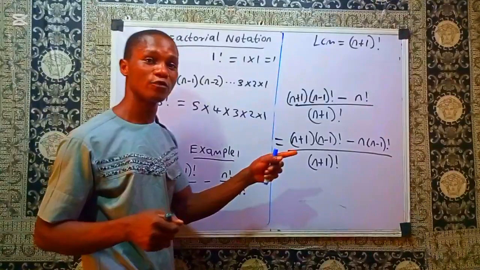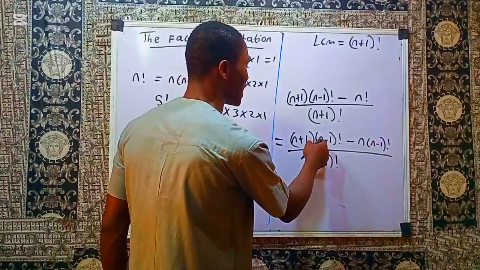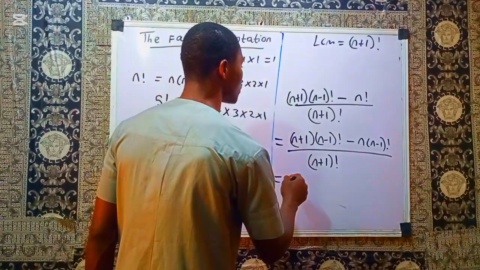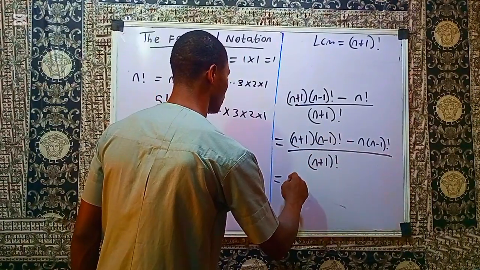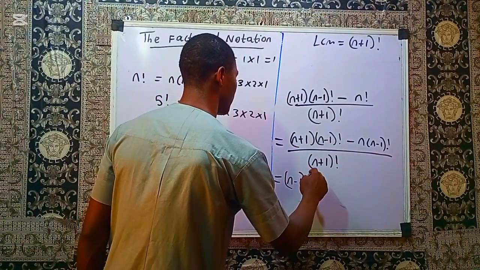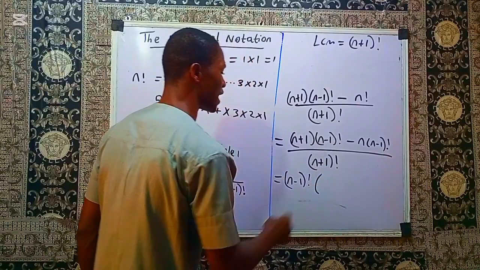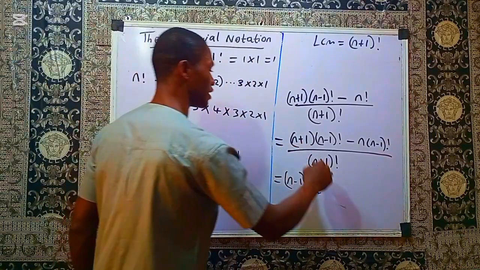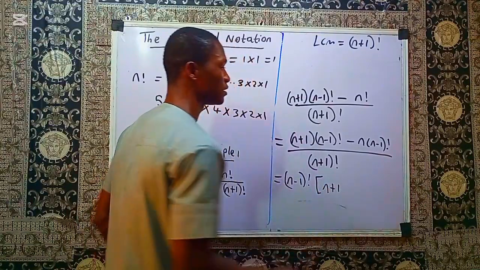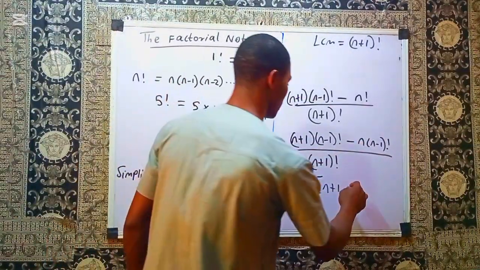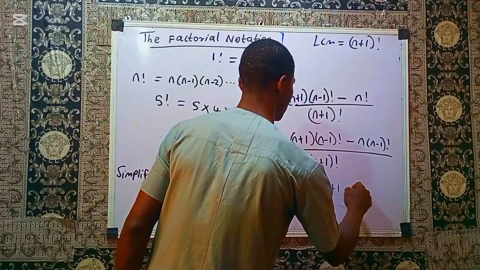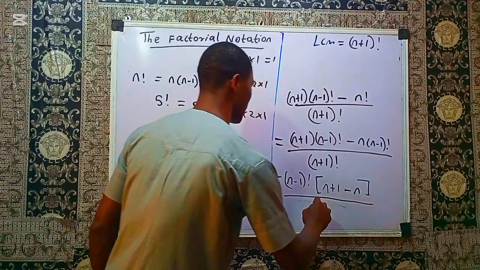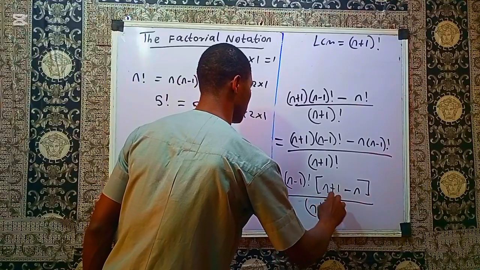If you watch closely, we can factor (n minus 1) factorial because it is common from the numerator. It's common. So we can factor (n minus 1) factorial. So we have (n minus 1) factorial, then multiplying, I can create a bracket. So what is now remaining here is what? n plus 1. Then what is now remaining here is what? We have minus n. Then we'll have divided by (n plus 1) factorial.